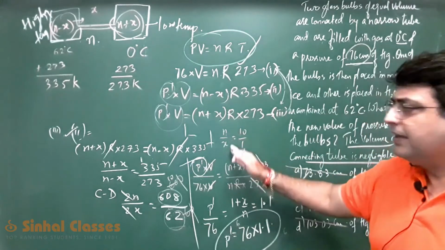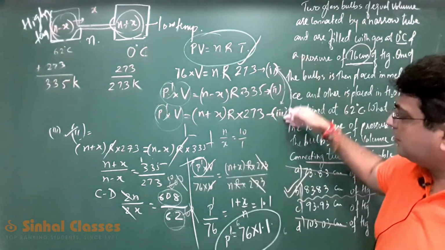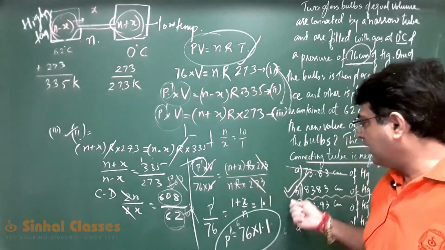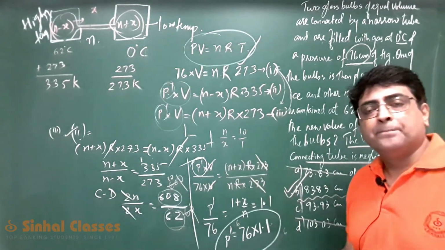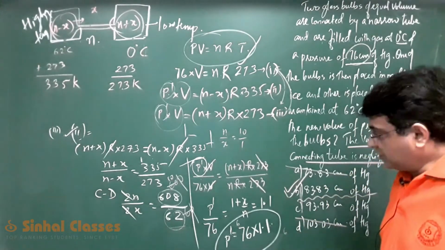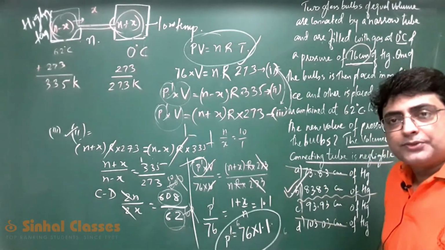Get the ratio of n by x. Then what do you do? So take the first and third equation. Then I get the ratio of that, substituting that, I'll get this option. Hope this part is clear to students. So it's a question based on the kinetic theory of gases, students.